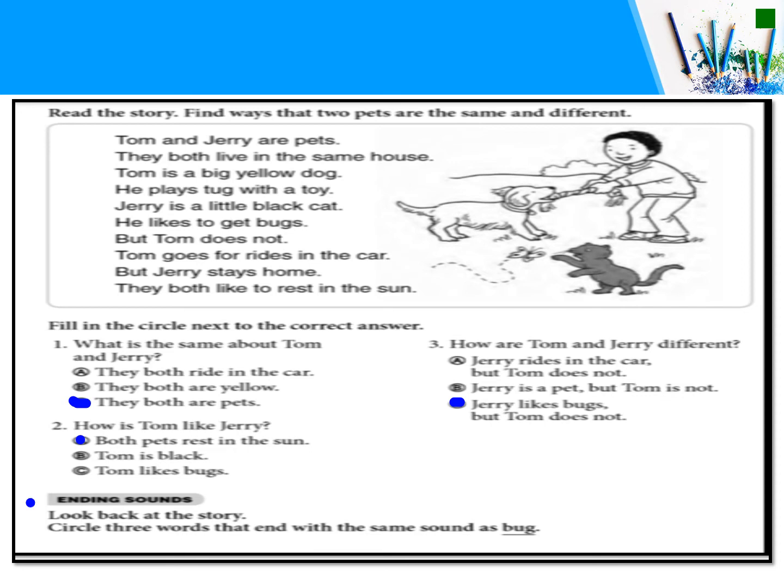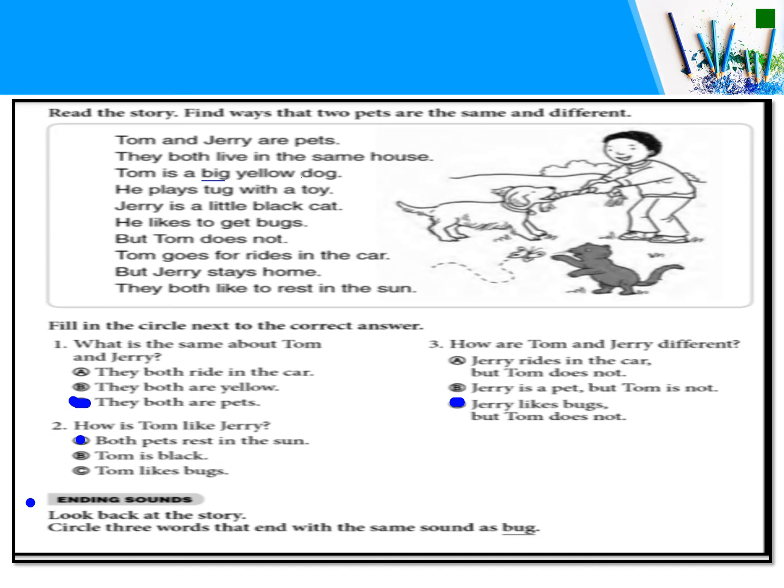Let's do the last one. Look back at the story. Circle 3 words that end with the same sound as bug. Bug. Bug. So what are the 3 words that end with the sound ug? So we have one here, big. Big and bug are the same. They have the same ending sound.